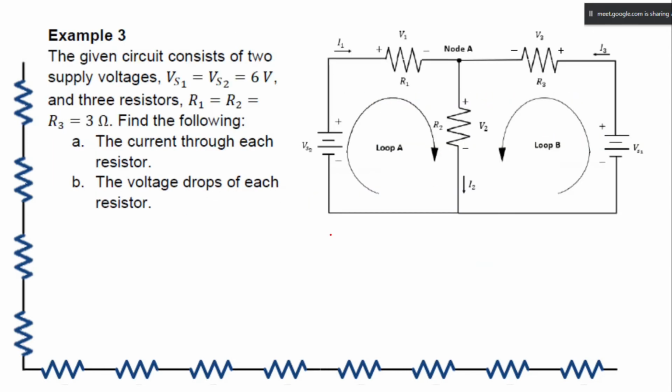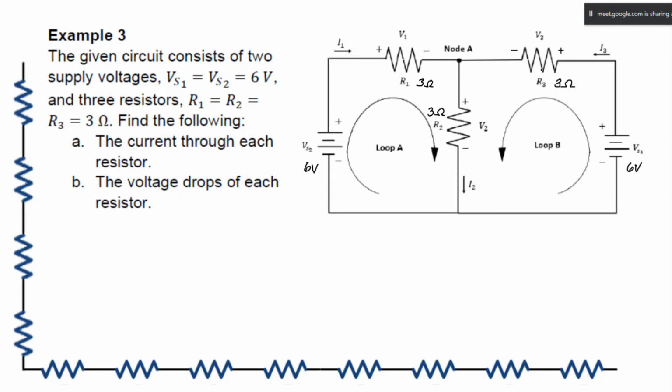So, proceed po tayo sa example number 3. The given circuit consists of two supply voltages, V sub S1 and V sub S2, which is equal to 6 volts. So, 6 volts dito at saka yung sa isang battery, 6 volts pa rin. And you have 3 resistors, R sub 1, R sub 2, and R sub 3. All of them are equal 3 ohms. Lagyan ko po dito ng 3 ohms. Dito naman, another 3 ohms. Dito, again, it's another 3 ohms. Ayan. Find the following. Letter A, the current through each resistor. And letter B, the voltage drops of each resistor.